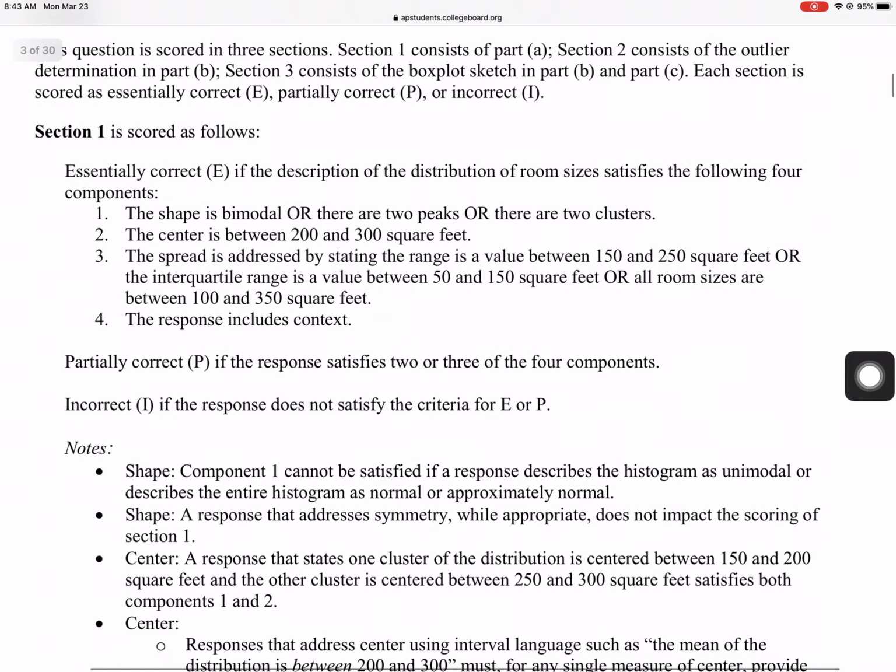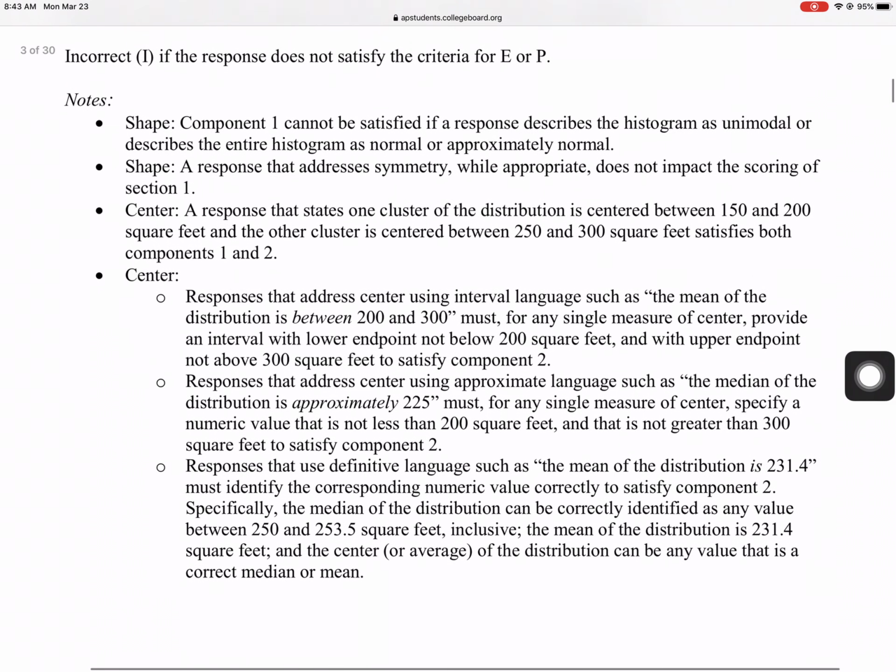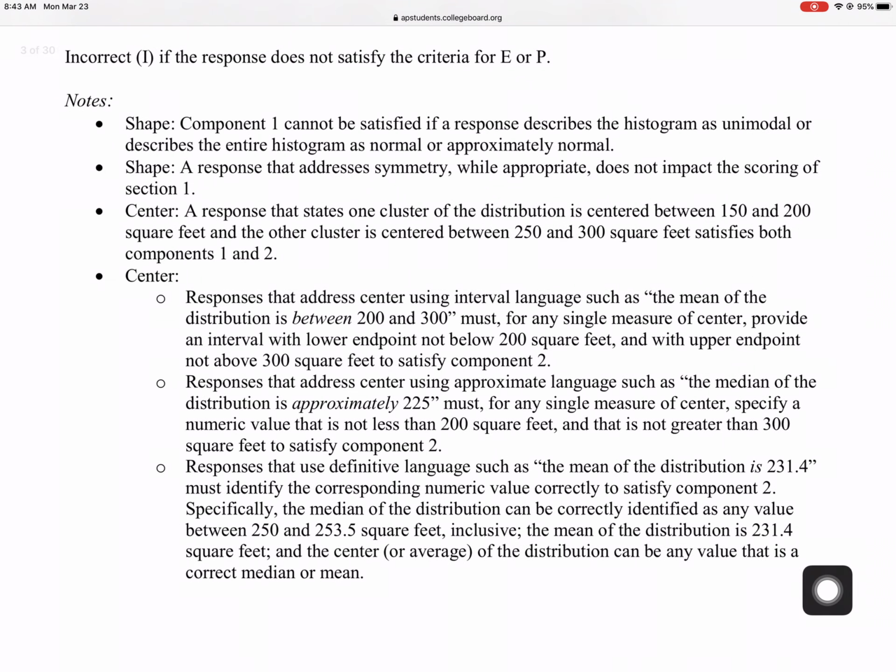Now, for center here, there's some notes here. It's interesting. A lot of notes. Look at this. All this is about the center. Let's look where it says about the median. Here we go. Responses that address center using approximate language, such as the median of the distribution is approximately 225, must, for any single measure of center, specify a numeric value that is not less than 200 and not greater than 300.